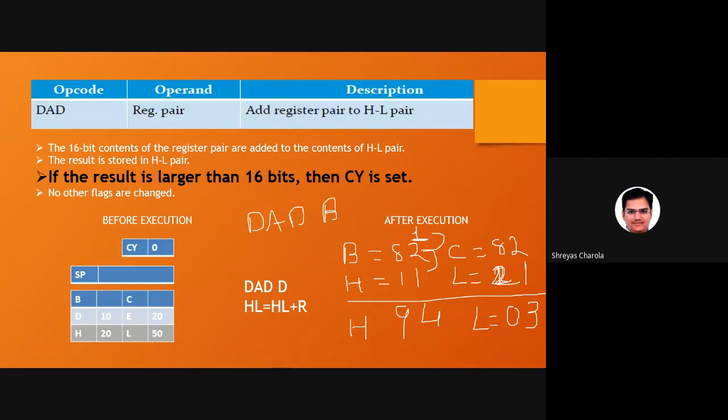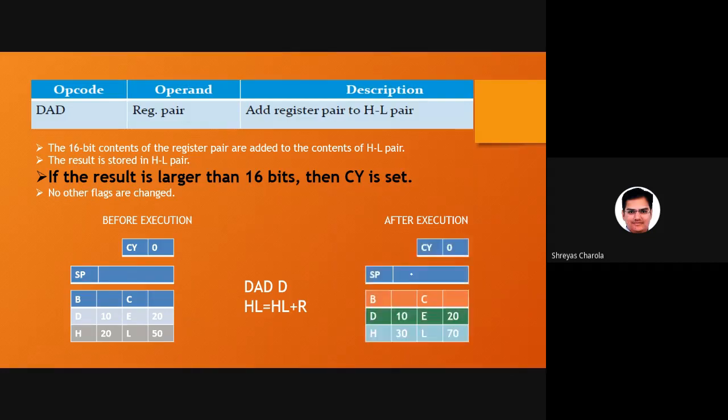Are you getting or not? Okay, that is the importance of 16-bit addition. 16-bit means it will do the addition 16 bits at a time. Okay, very good. So do the addition, you will get 30 and 70 here. I'll take an example of hexadecimal also, so we'll get a better idea.